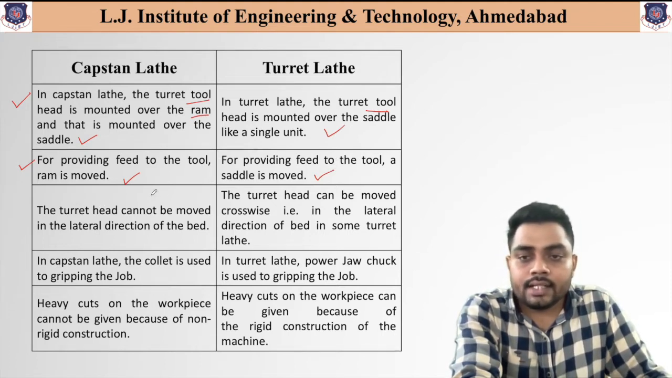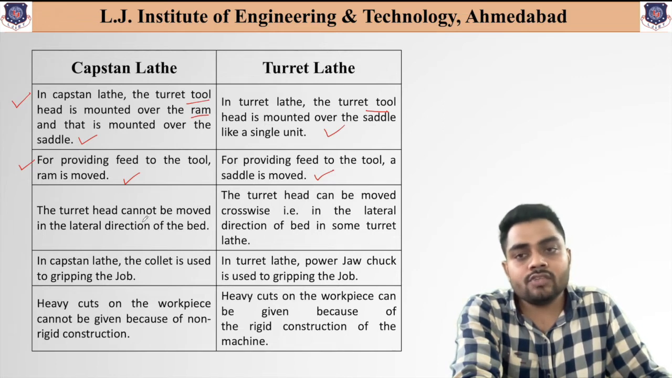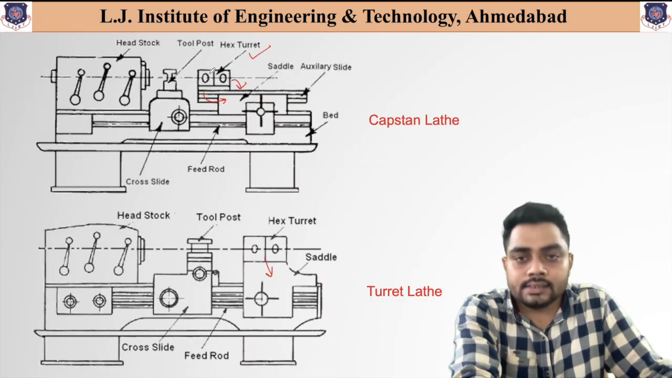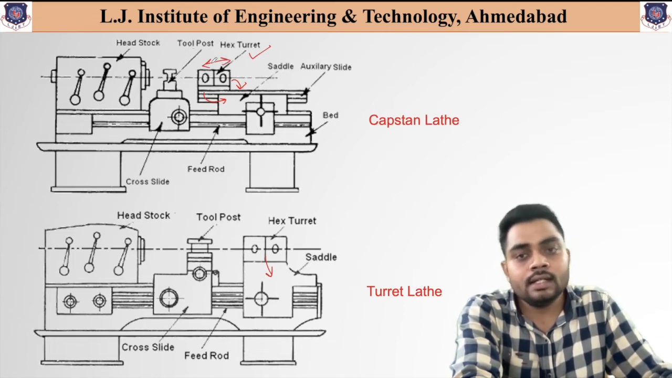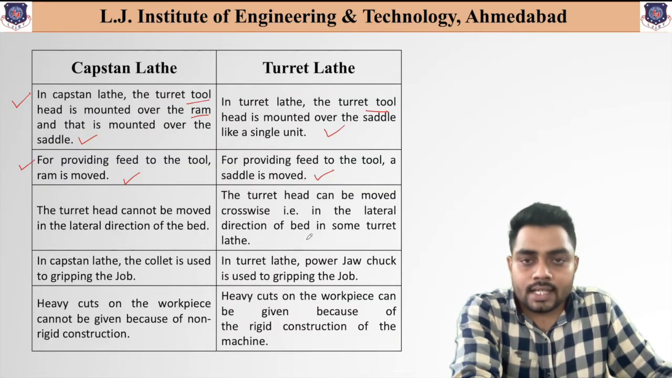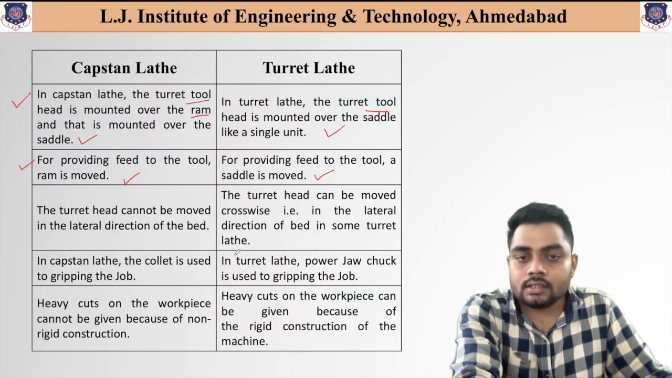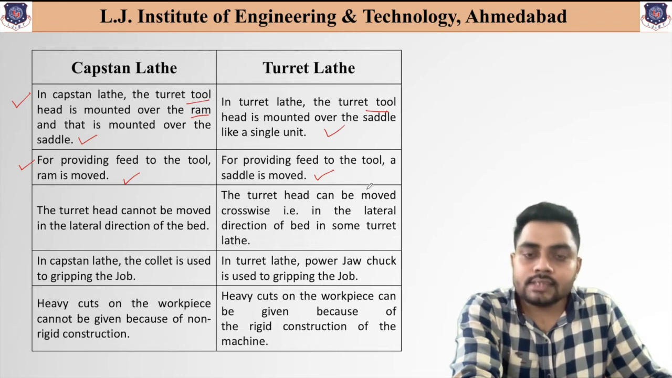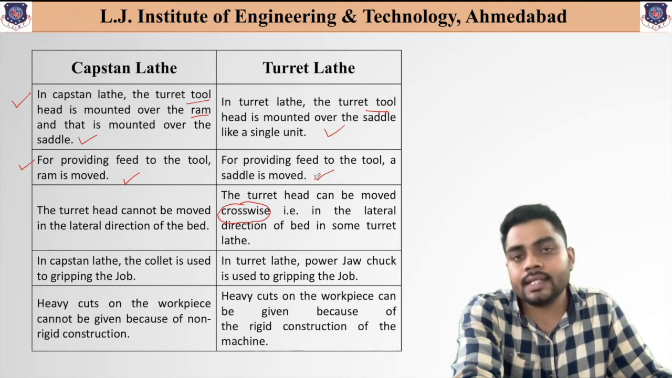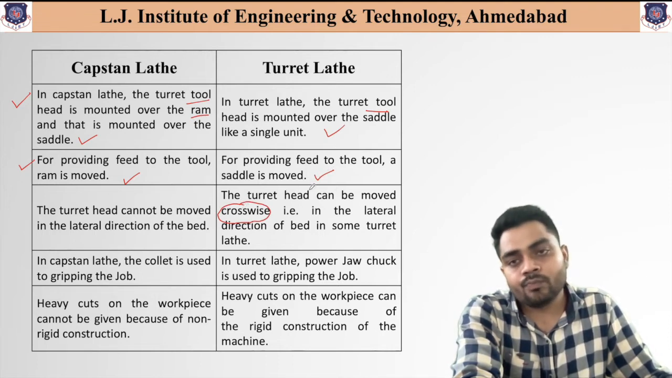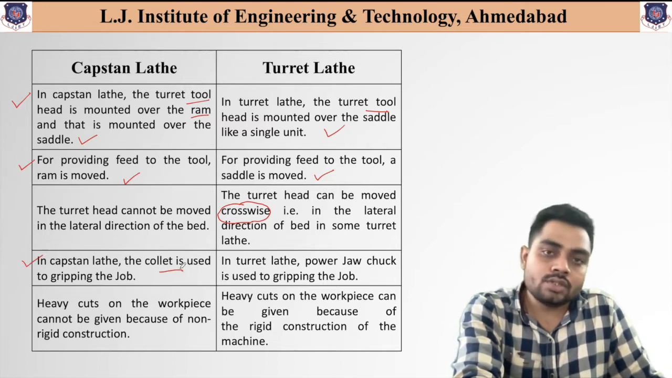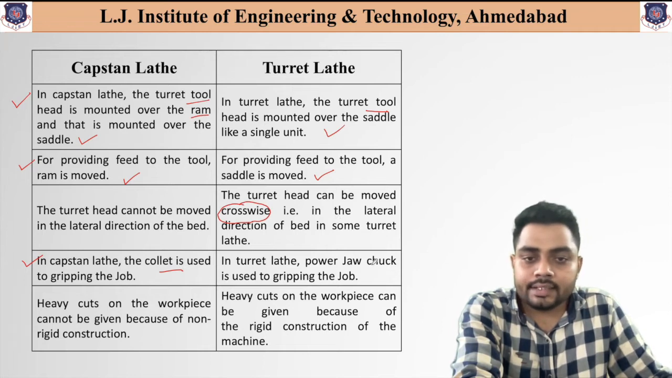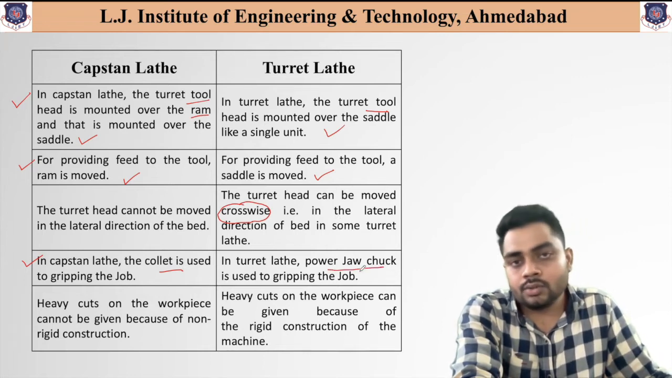Next, this turret head cannot be moved in the lateral direction of the bed. That means in capstan lathe, this turret head can move only in the to and fro direction. It cannot move in the lateral direction. Whereas in the case of the turret lathe, this turret head can move in the crosswise direction. This means it can move in the linear direction and it can move in the lateral direction also. Now to hold the workpiece in the capstan lathe, mostly the collet is used, whereas to hold the workpiece in the turret lathe, mostly power jaw chucks are used.